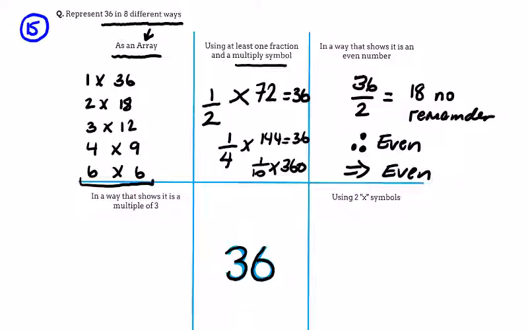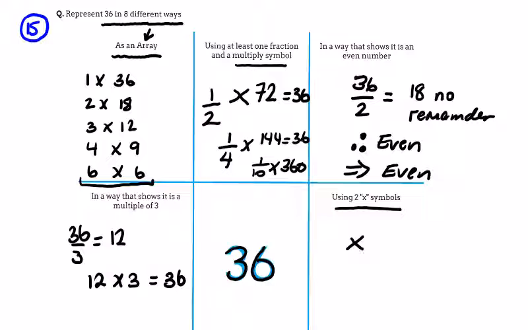In a way that shows it's a multiple of 3, well, we can show divisible by 3. 36 divided by 3 is 12, so it has to be divisible by 3 if it's a multiple of 3. 12 by 3 is 36. There's 2 ways to show it. Using 2 multiply symbols.